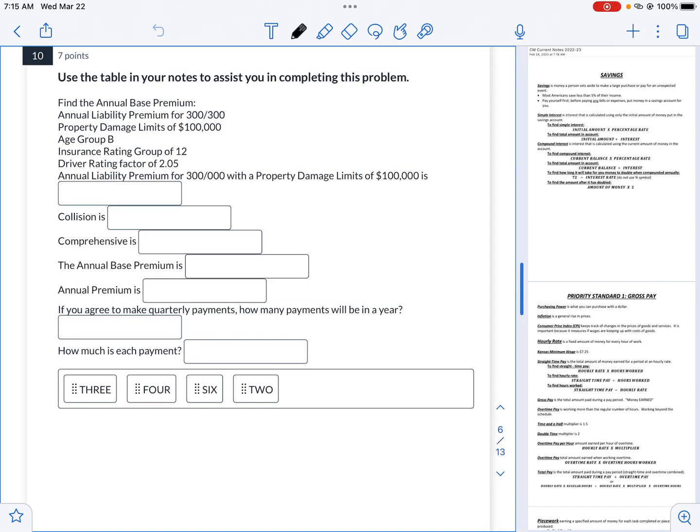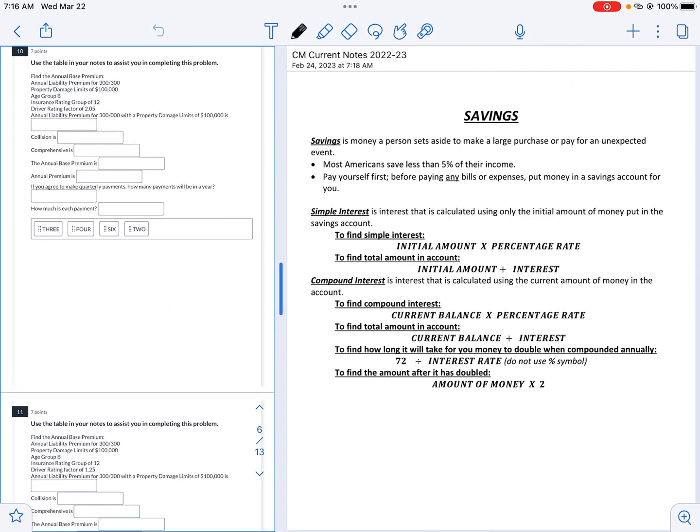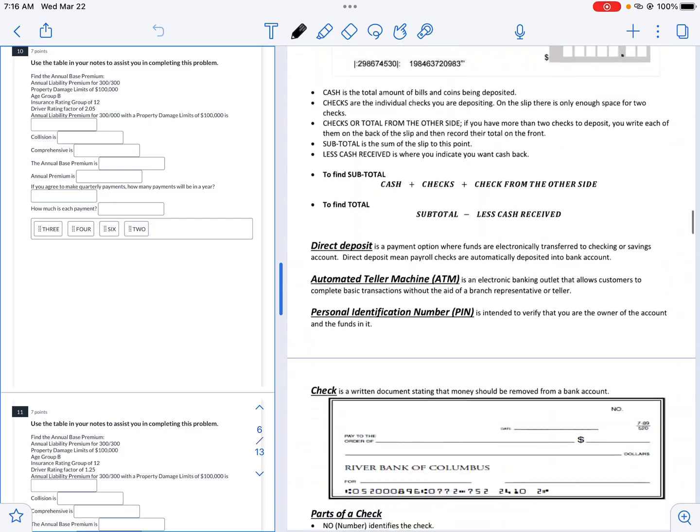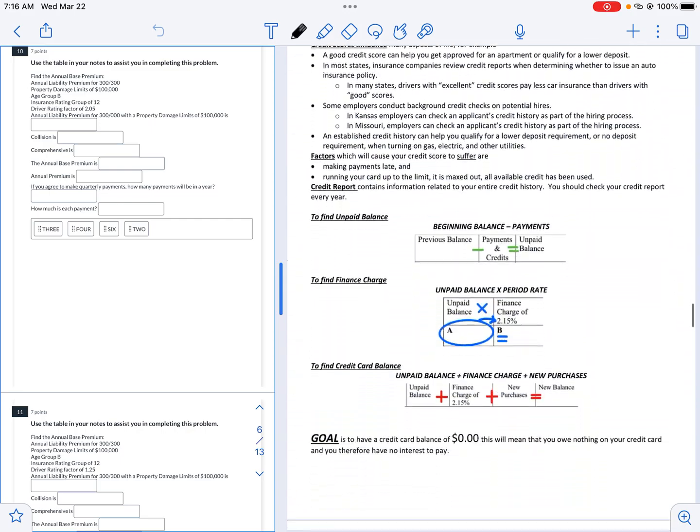Hello friends, this video is going to be on how to find the annual base premium of a car insurance policy. So the annual base premium of a car insurance policy. If we look at question 10, the other thing I'm going to need is my notes, and I think page 14 or so in the notes.